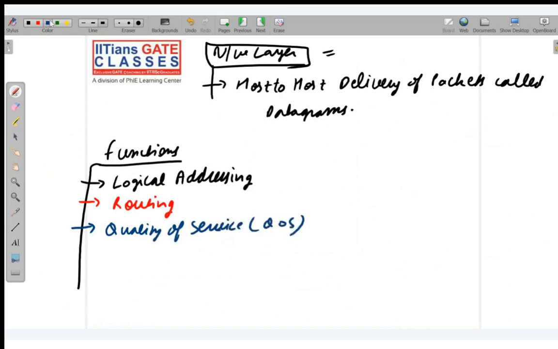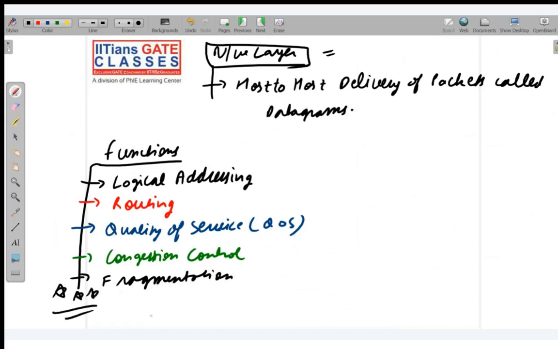QoS, quality of service. And the next is congestion control. And the last is fragmentation. This has been asked in GATE. Fragmentation is done by which layer? So you will directly say network layer. That is the beauty of this subject.